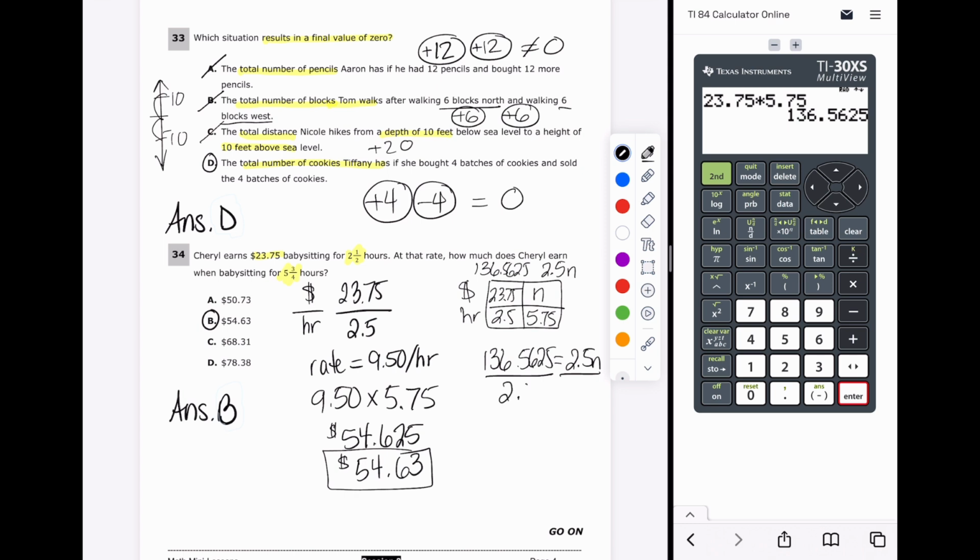I'm going to divide both sides by 2.5. My answer divided by 2.5, and I still get 54.625, which we would round to 54.63. So either way will work. Use the one that works for you. If you like using the unit rate, if that made more sense to you, you can do that. If you're using the ratio tables and that makes a ton of sense for you, and you like the more algebra approach, go with that one. All right, hit pause and make any corrections to your notes that are necessary.